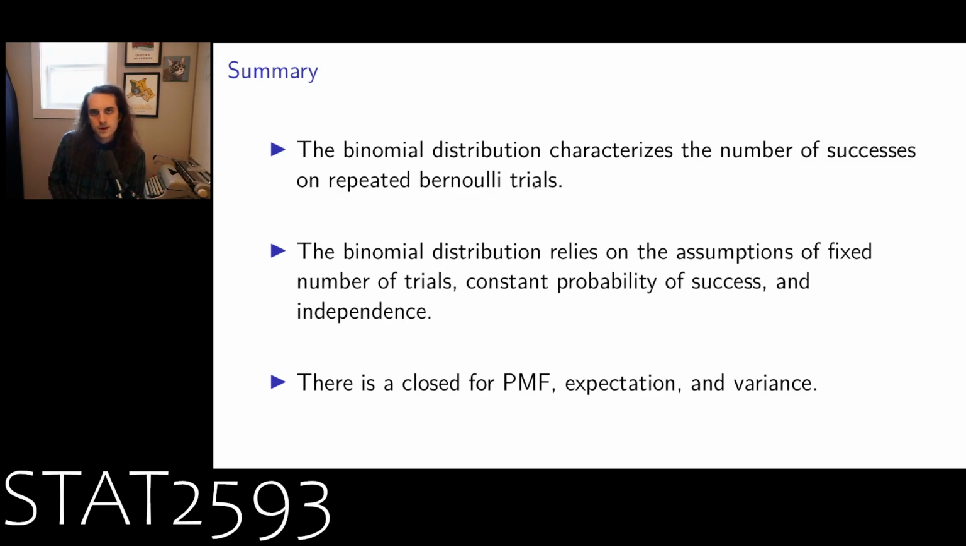So that's the summary for the binomial distribution. It's a distribution that characterizes counting the number of successes in repeated Bernoulli trials. We have a closed form for the PMF, which is given by n choose x, p to the power of x, 1 minus p to the n minus x. We have a closed form expected value and a closed form variance. And we're relying on these 3 core assumptions: a fixed number of trials, a constant probability of success, and independence between the different trials. If you have that, then you wind up with a binomial distribution, and this is going to come up all over the place. So it's a distribution that you'll become very familiar with.